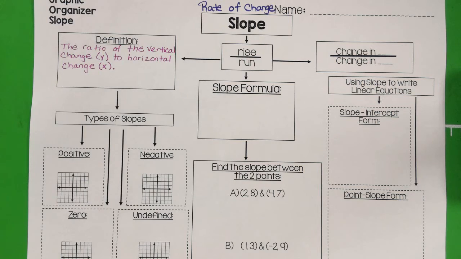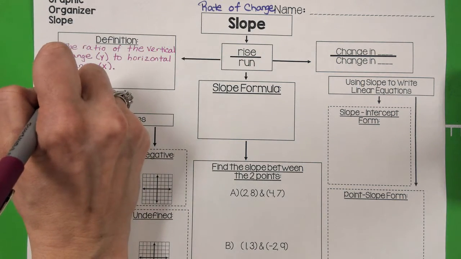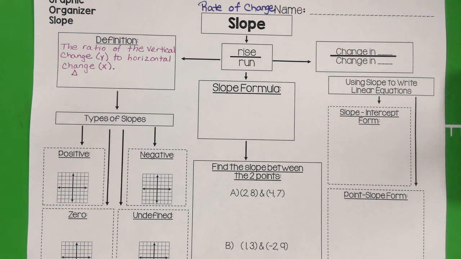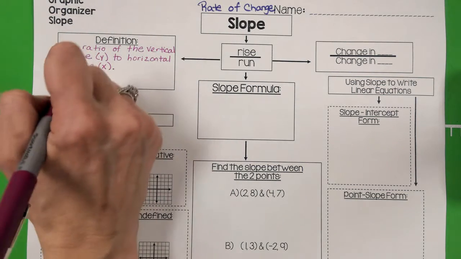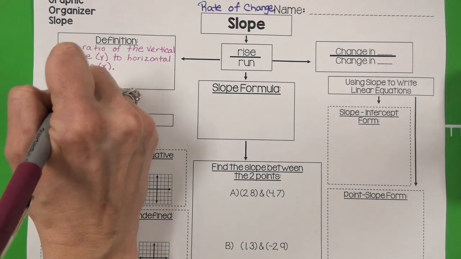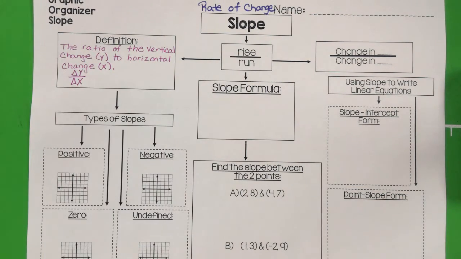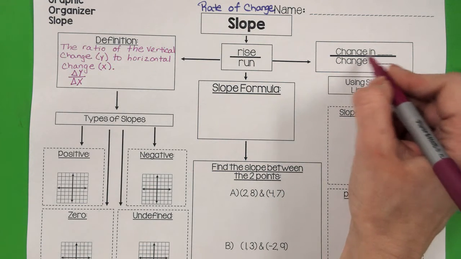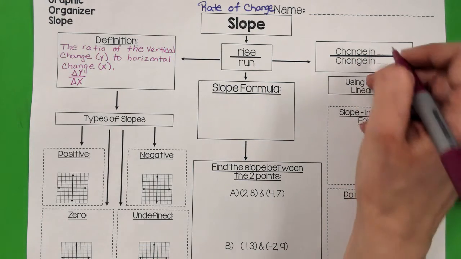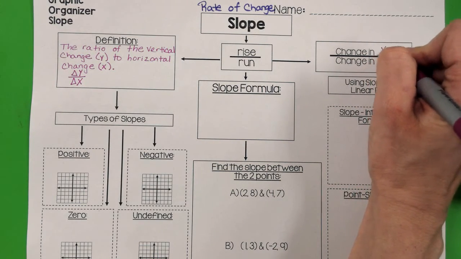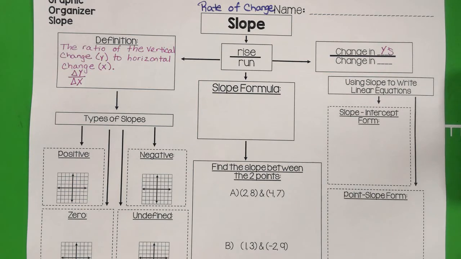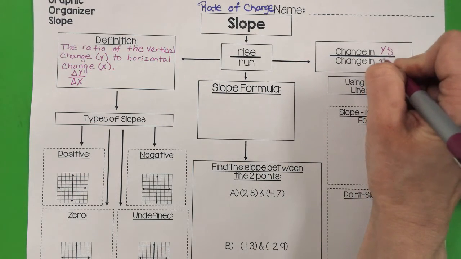If you haven't talked about delta, which is a triangle, in science yet, you will. It means change. So the symbol is the change in y over the change in x. And so over here, to write it out in words, it's the change in the y's, I'm making it plural, over the change in the x's.